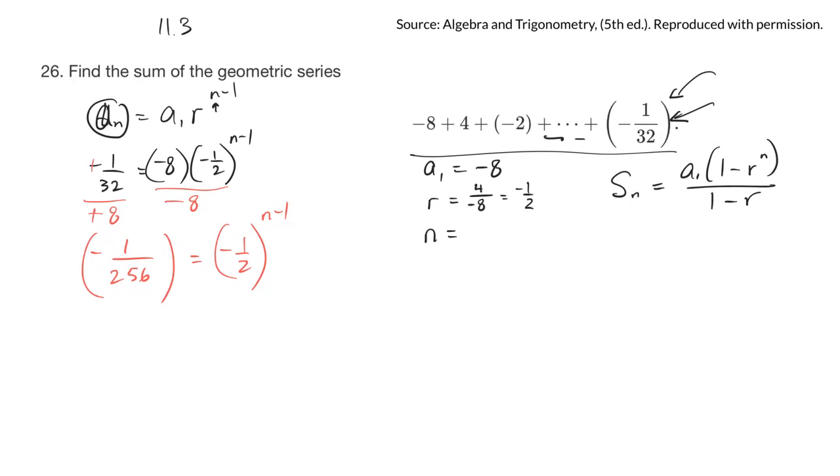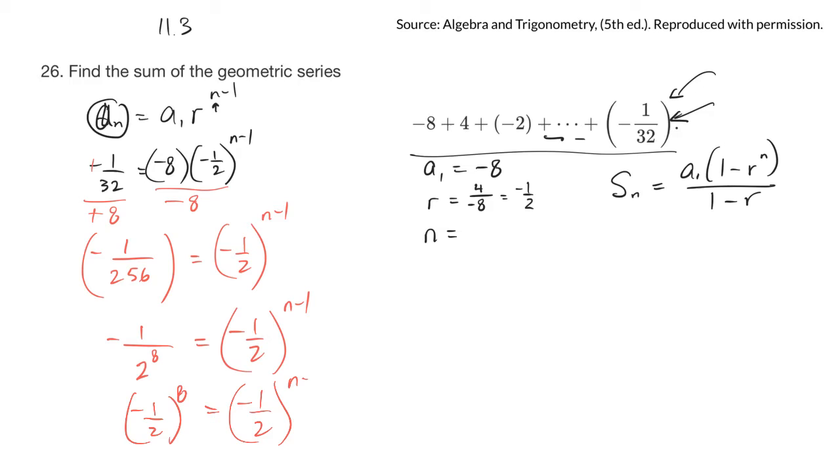Yeah, so I could rewrite this as negative 1 over 2 to the 8th is equal to negative 1/2 to the n minus 1. And I could say that this is negative 1 over 2 to the 8th is equal to negative 1/2 to the n minus 1. And so the bases are the same, therefore the exponents must be the same. So 8 is equal to n minus 1, therefore n is equal to 9. So it must be the 9th term. So then I can plug that in here. There must be 9 terms.